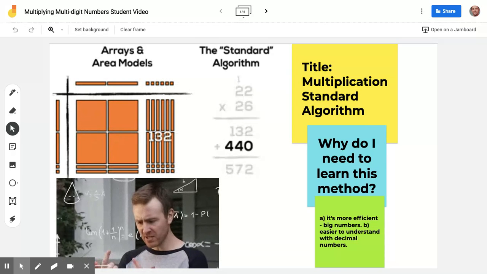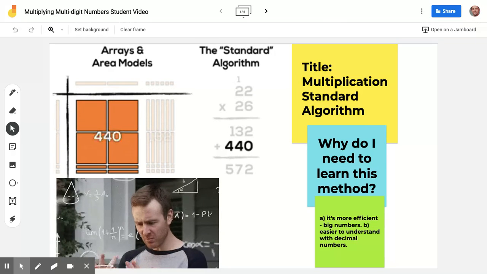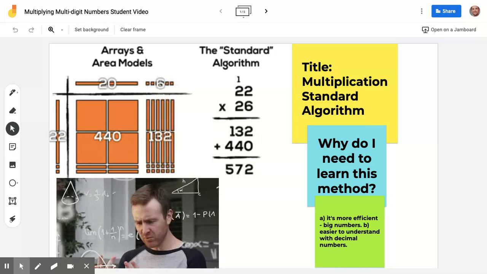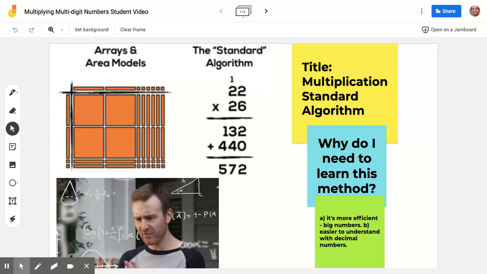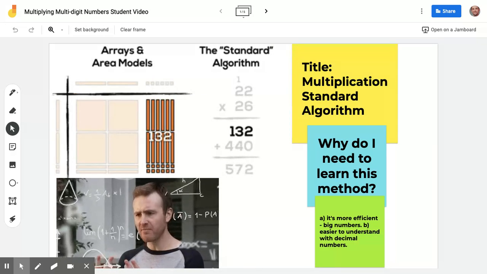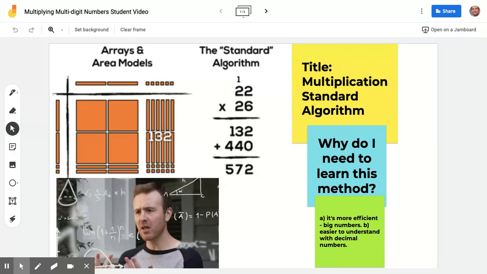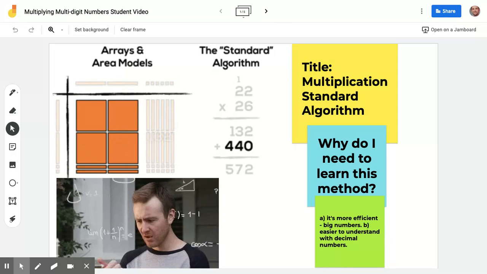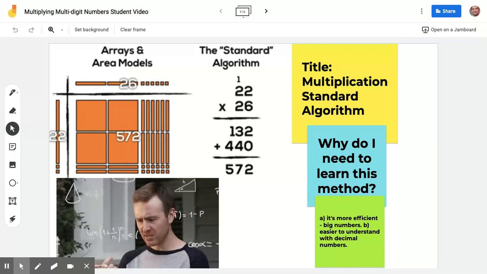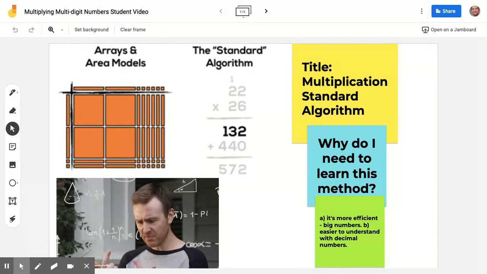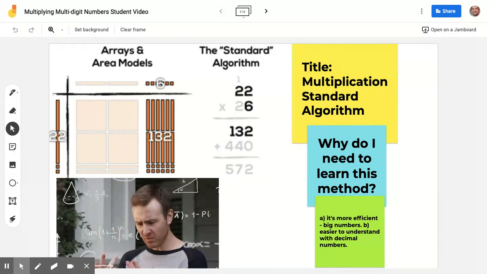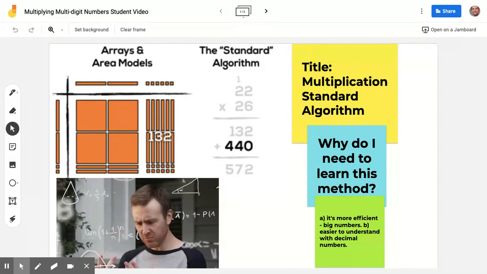The reason you should learn this, and I've talked to the middle school teachers, is that when you have bigger numbers like 4-digit times 3-digit, this is so much more efficient than some of the other methods you learned in younger grades. It's also, this year, easier to understand with decimals, because we're going to do decimals with these numbers shortly. But we have to learn how to do whole numbers first. Once we have that down, then we can move on to the decimals.